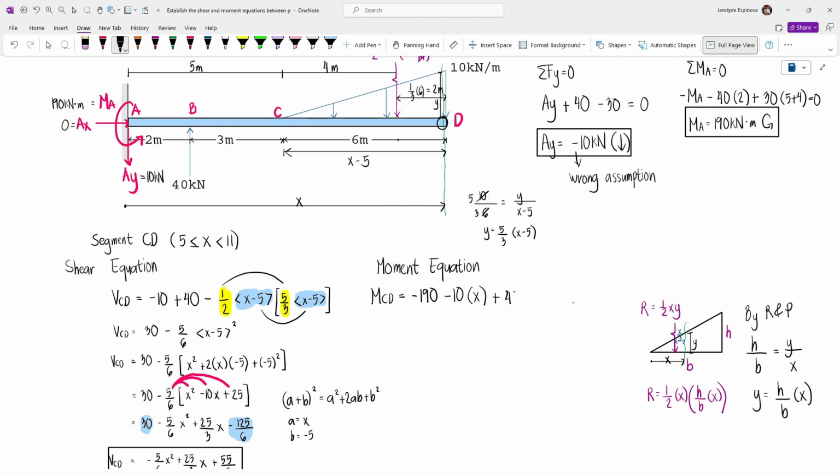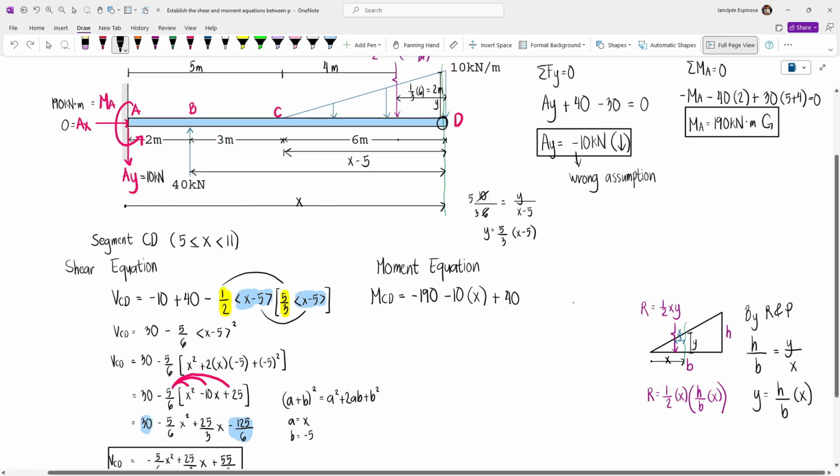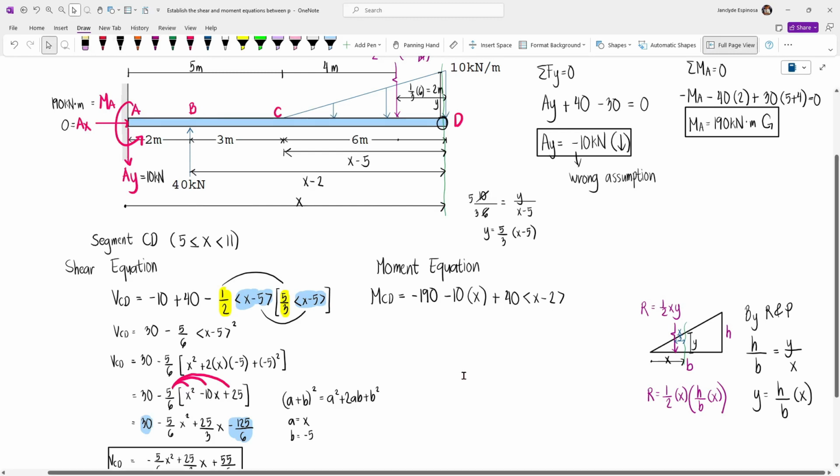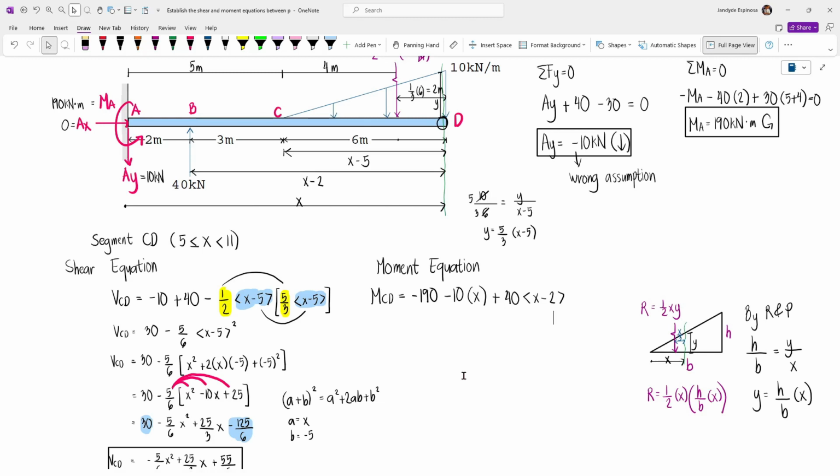So 40 multiplied by this moment arm from here up to the cut. Now what is this distance? That distance will be X minus 2 meters. So we have X minus 2. So since the moment arm contains minus, we're gonna use pointed brackets. So we have X minus 2. By the way, you're also gonna use pointed brackets if any of the variable X inside our equations contains minus.